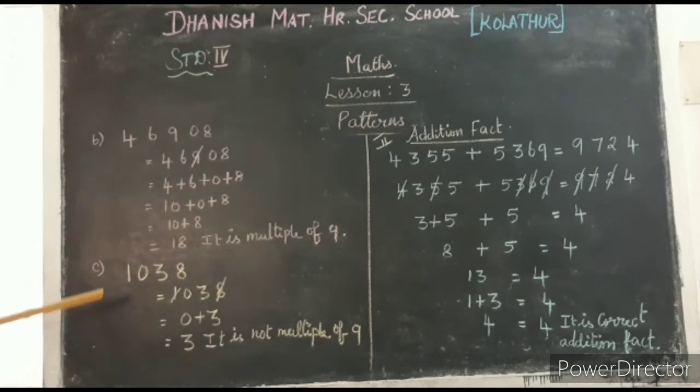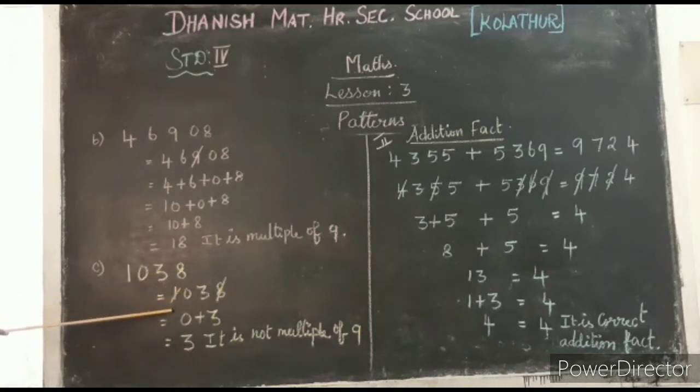1038. I told already, whenever sums are given, you have to write the sum again. So 1038. So what do you do now? We have to cast out 9. Check whether 9 is here. No, here no 9 is there. So what should we do? I told already, cast out 9 or a combination of 9. So combination means what? If you add two numbers, check whether any two numbers, if you add, you can get 9. Yes, if you add 1 and 8, you can get 9.